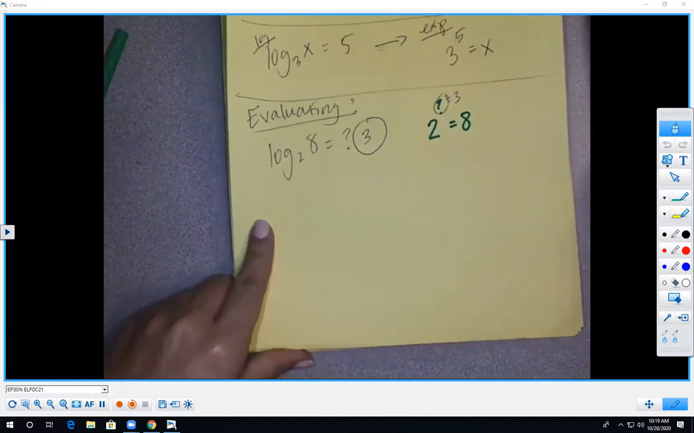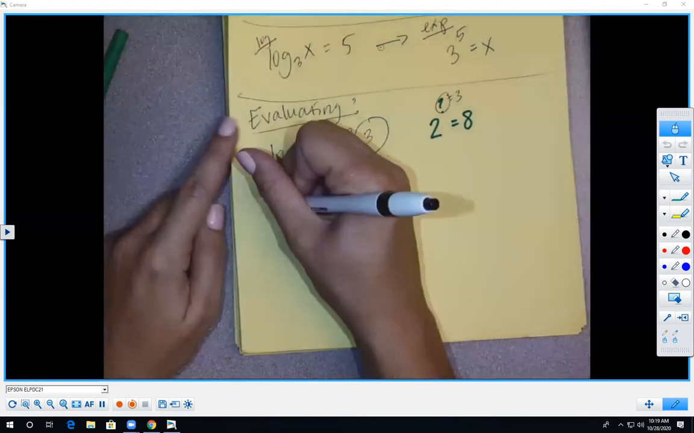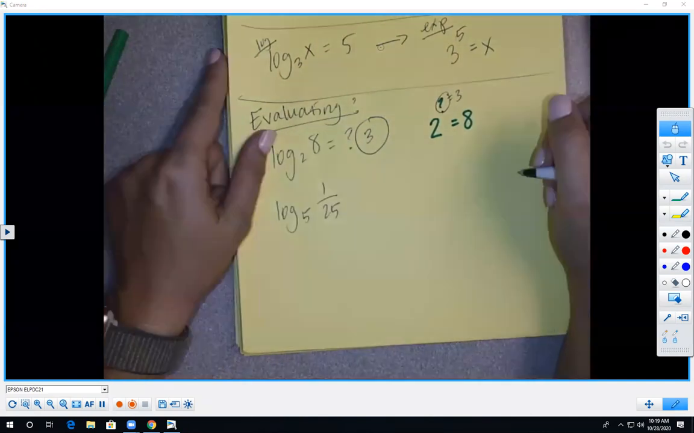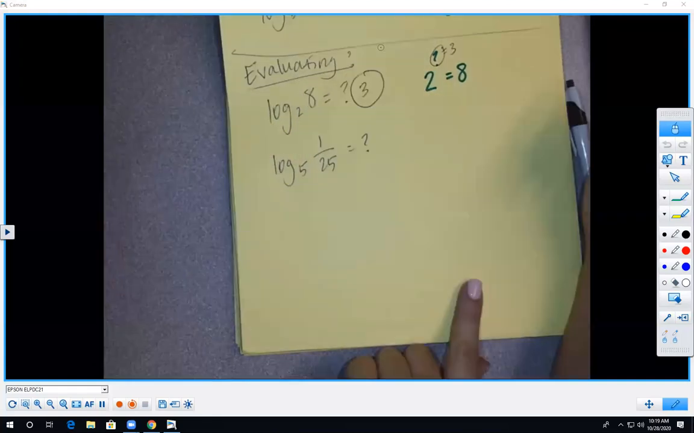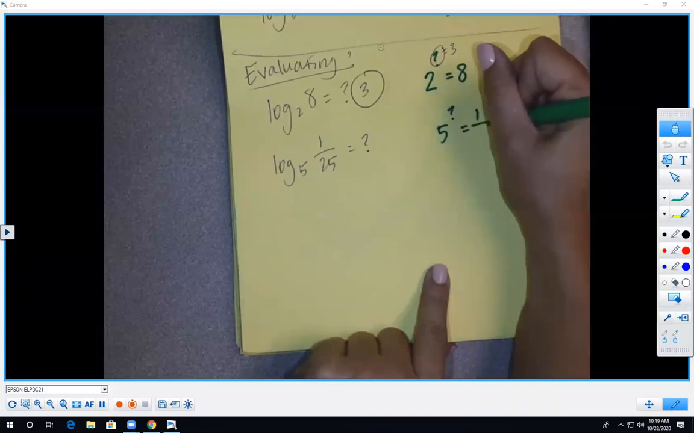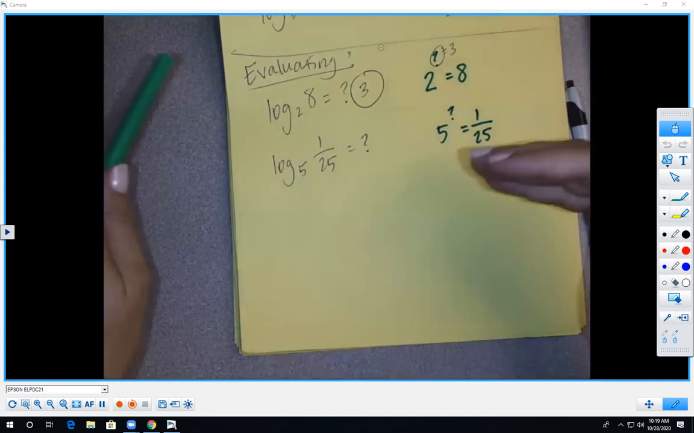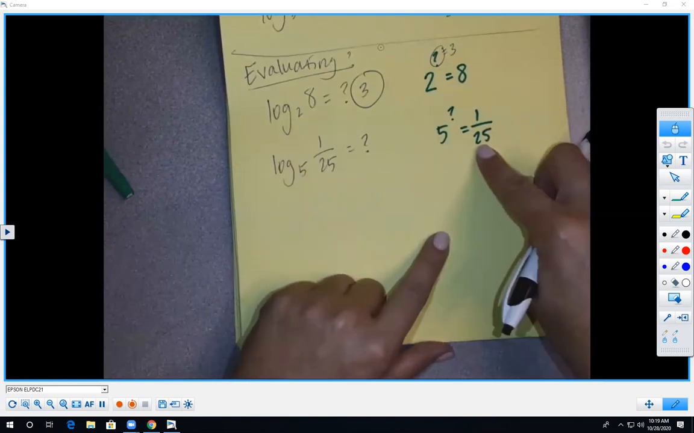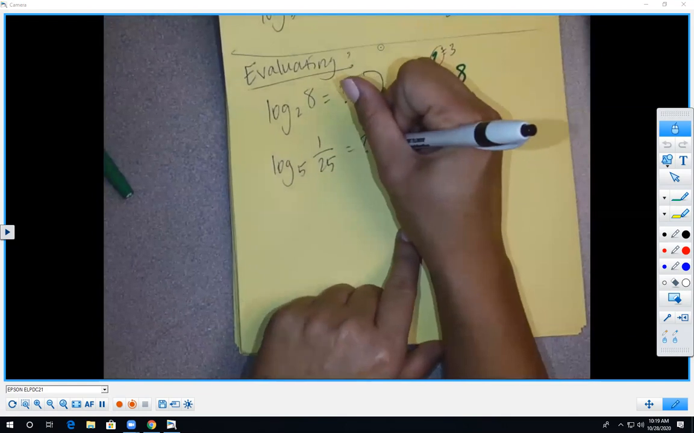What else? If I had log base 5 of 1 over 25, trying to figure out what that is. If I switch to exponential form, this says 5 to what power equals 1 over 25. If I want to turn a whole number into a fraction, I raise it to a negative exponent. In this case, I need to square it also. So it's 5 to the negative 2 power. So my answer for this is negative 2.